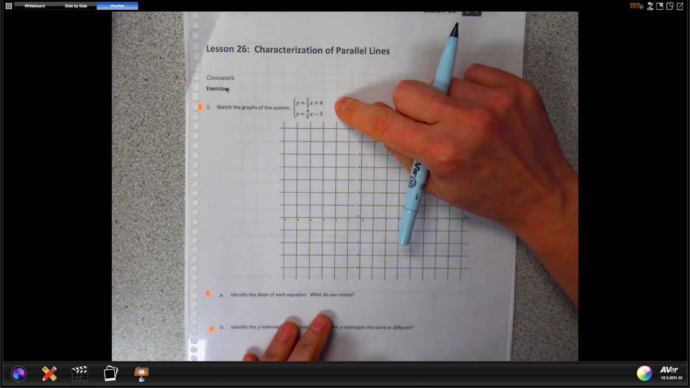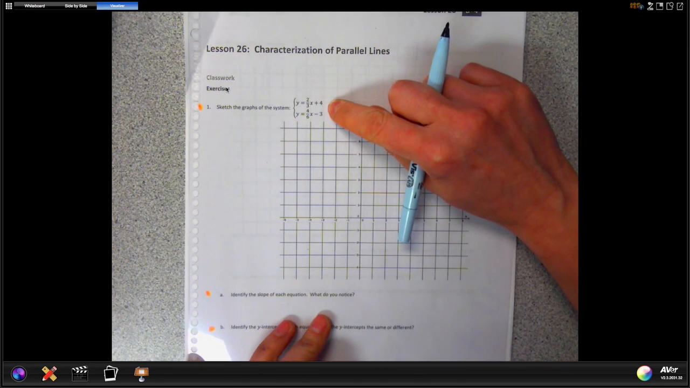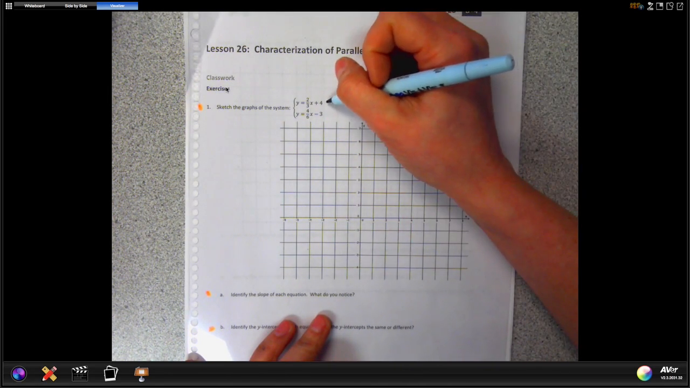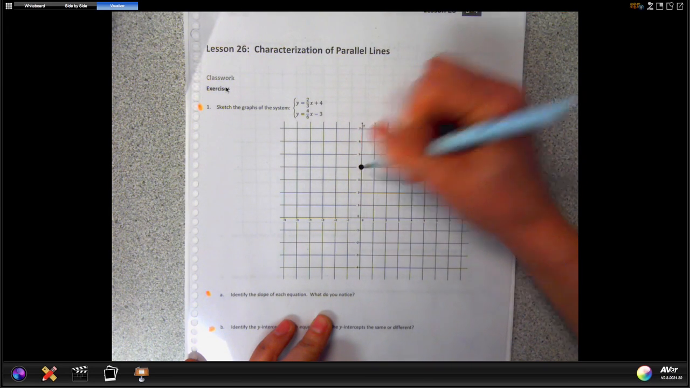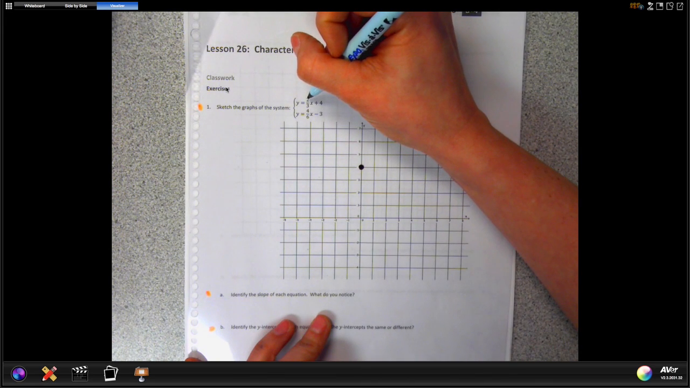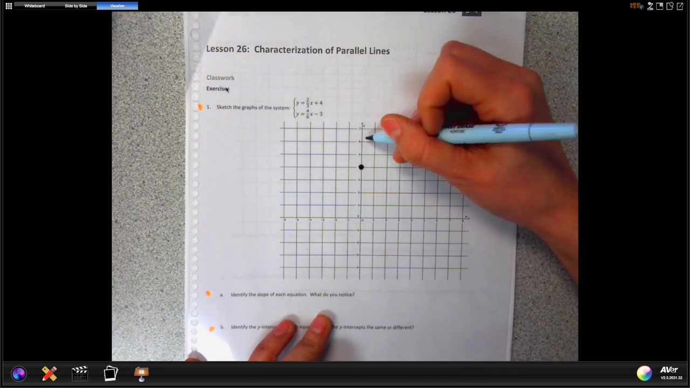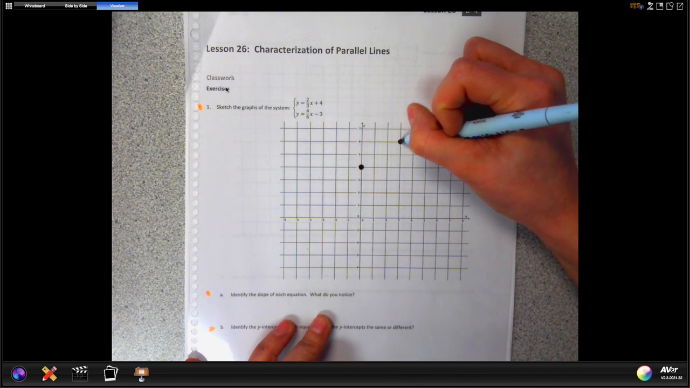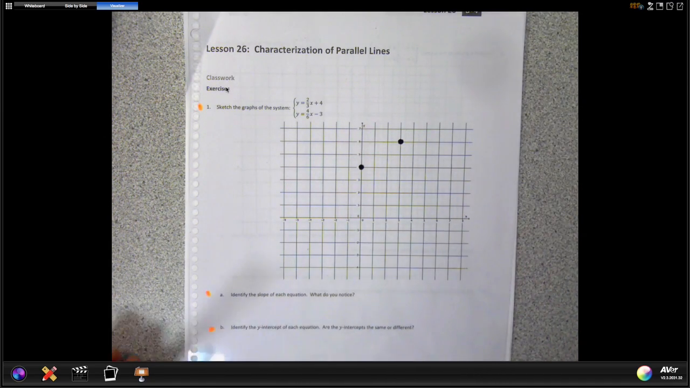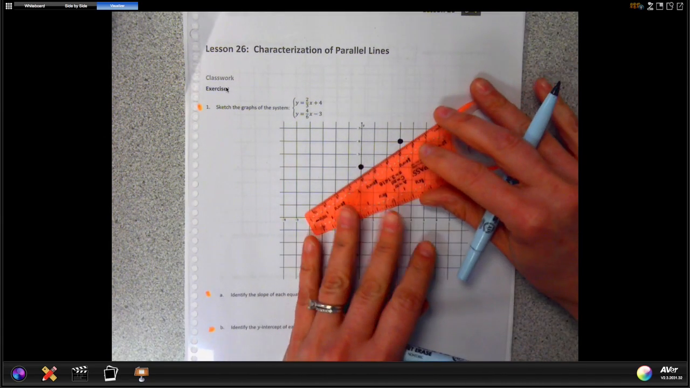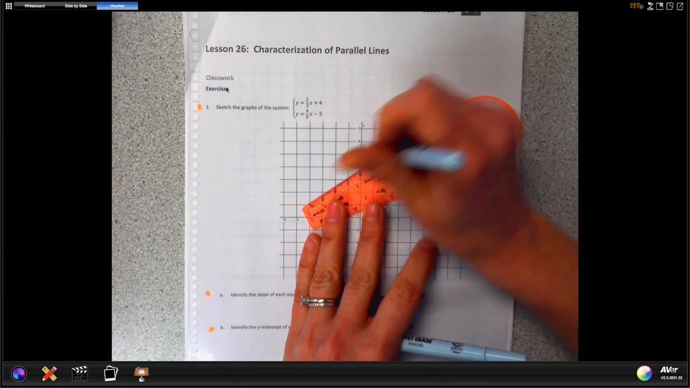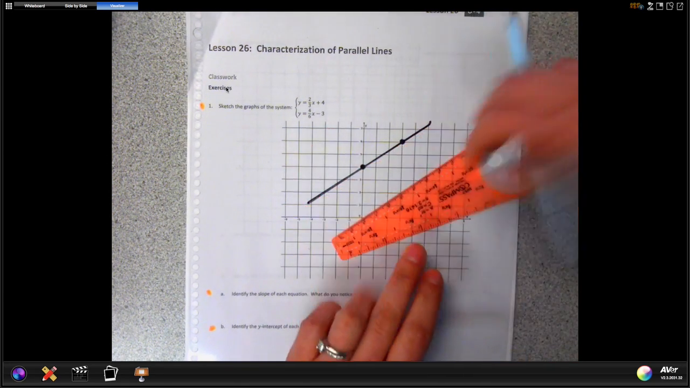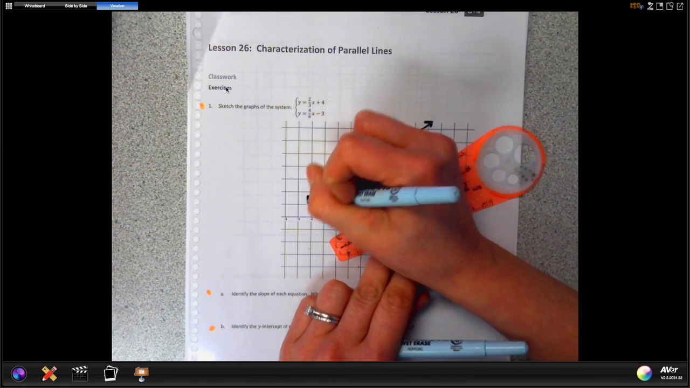So the first one, you have y equals 2/3 x plus 4. 4 is the y-intercept, so we're going to start there by putting a dot there. And our slope, 2/3, means we're going to go up 2 and right 3 and make a second dot. And then we're going to take our rulers and make a line through those two dots. Okay, so there's equation 1.